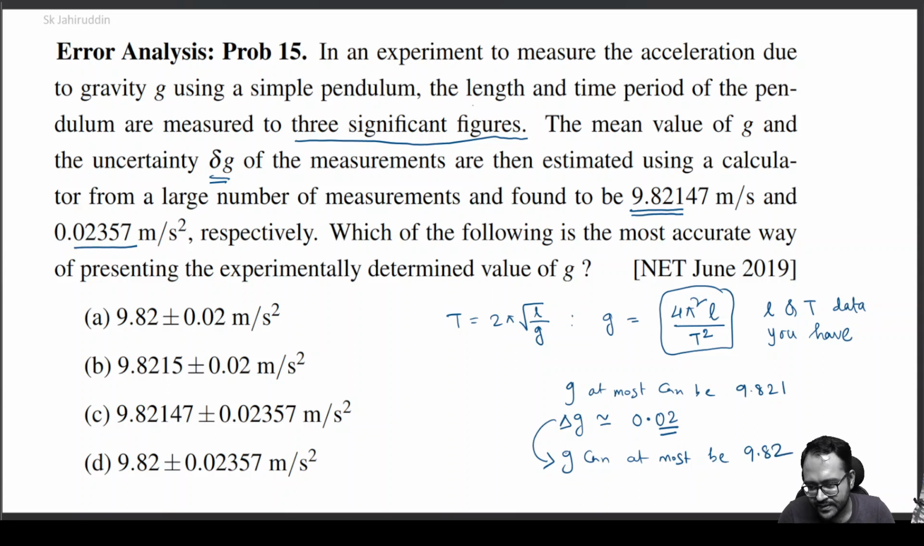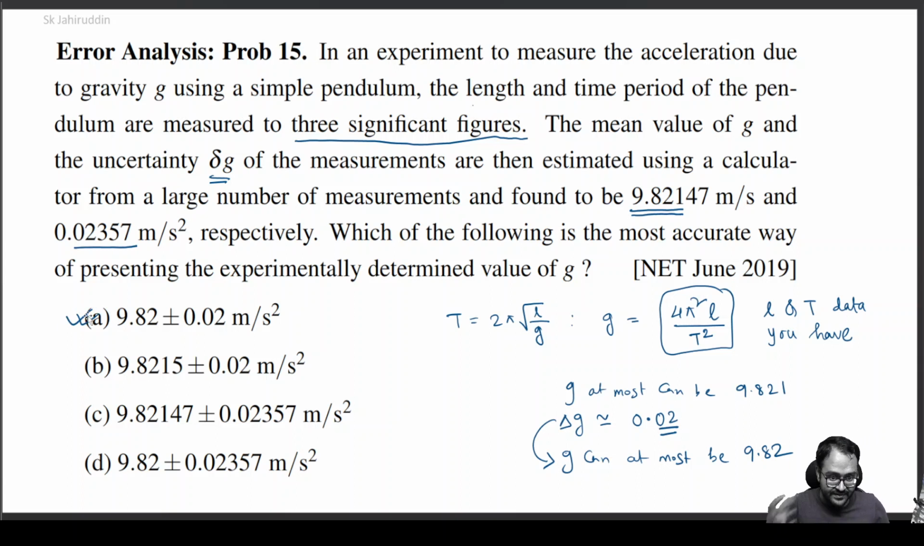9.82. So G can at most be 9.82 as the error is 0.02. If the error is 0.02, then G cannot have 0.001 level of accuracy. We cannot report 9.821 or 9.822, 9.823. Everything comes within the range of delta G, which is 0.02. I'll give you another example later onwards. So that means G can at most be 9.82 with an error of 0.02. That's why the answer will be this.